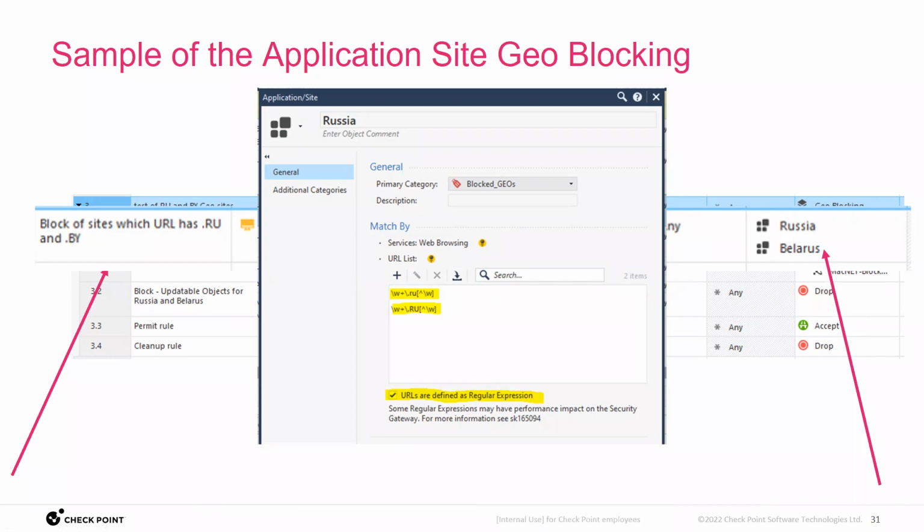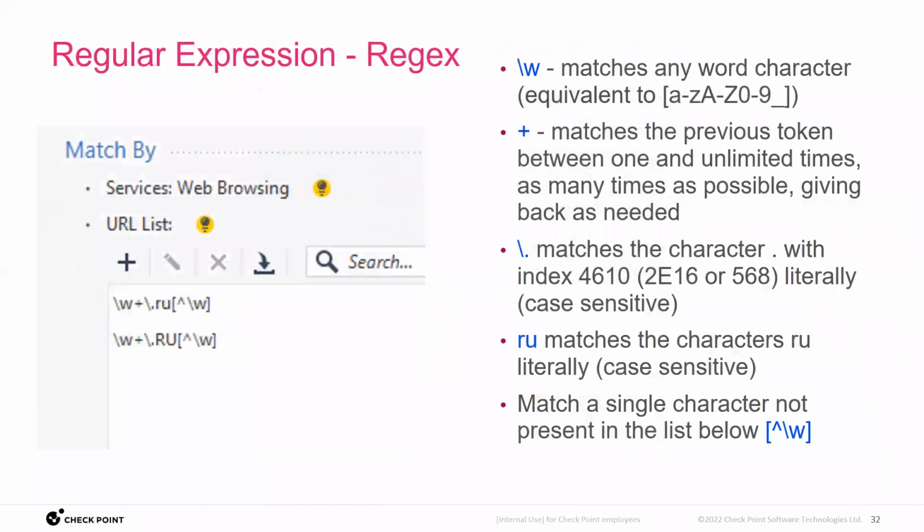All right, now because these are regular expressions, you must turn that on. By default, this box is unchecked. If you do not have this checked, it will not block. So just to point that out. So what does that string actually mean? So basically that's the string that will actually block any URL that has a .ru at the end.